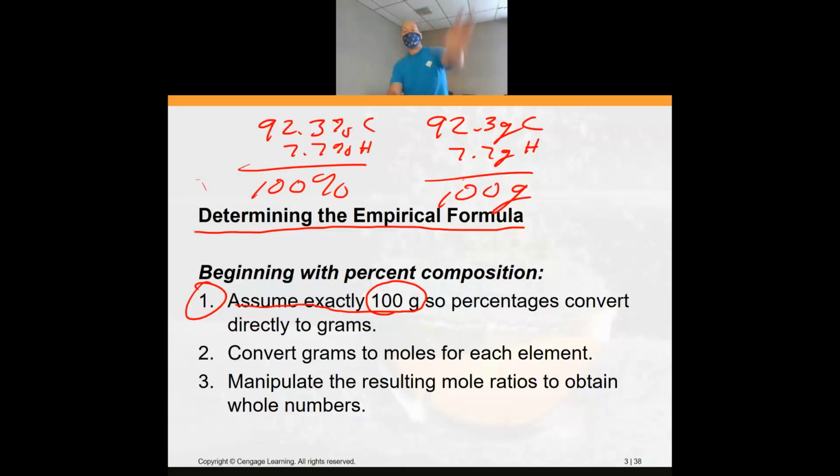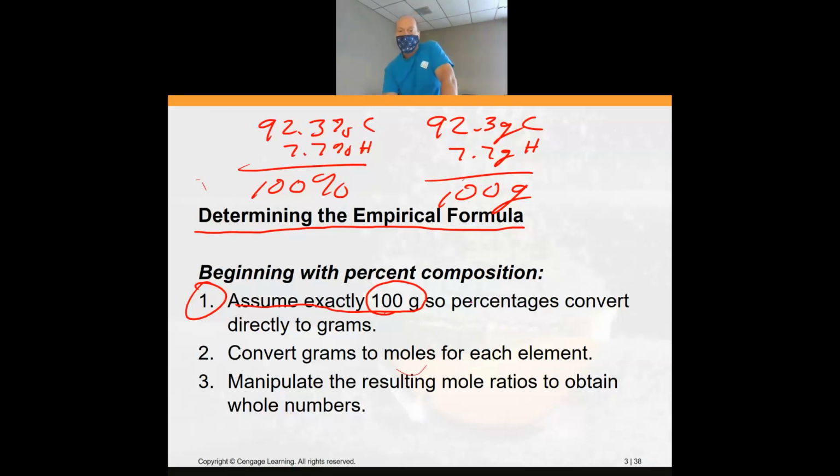So when they're giving you percentages, you assume a 100-gram sample. If you want to assume a 57-gram sample, it works the same, except you have to multiply by 57, whatever. Use any number you want, you will get the right answer. The easiest number is 100, because then the 92.3% becomes 92.3 grams. If you want to use 1 gram, it's 0.923 grams and 0.077 grams. You can use any amount you want. 100 is the easiest. There's nothing special about this number 100. It's just the easiest way to do it.